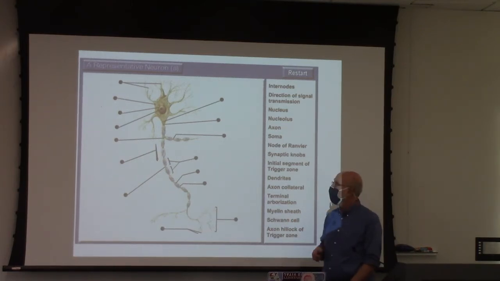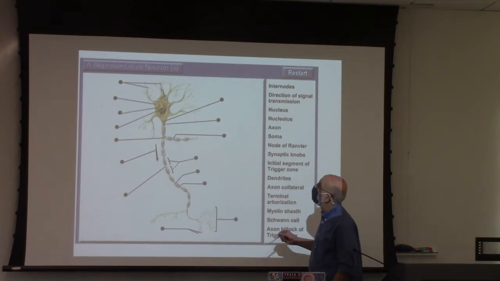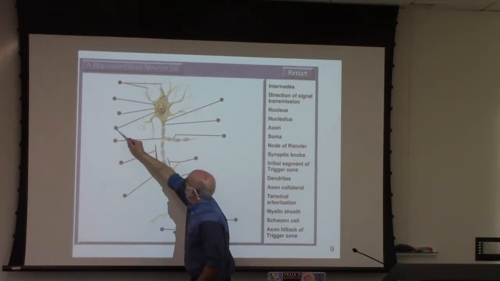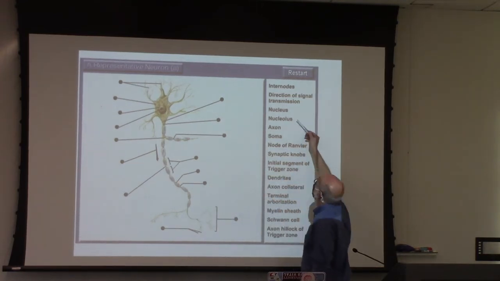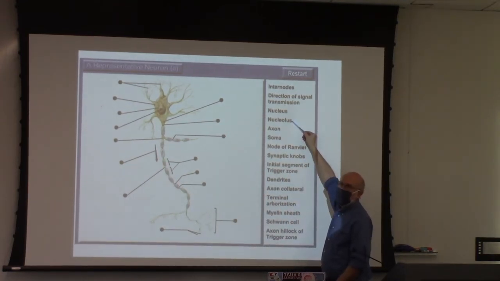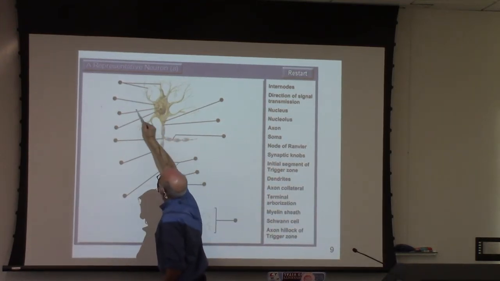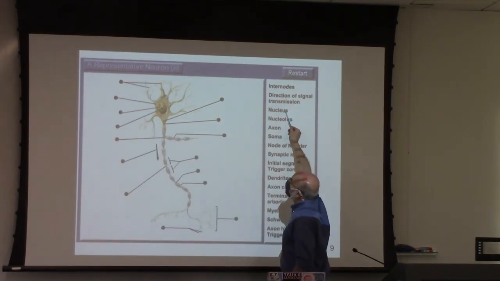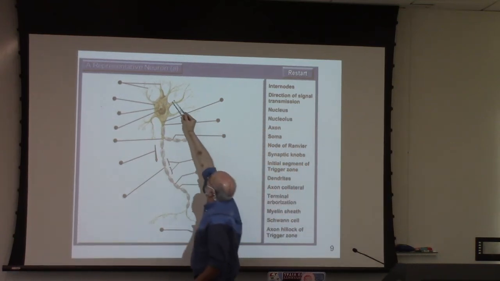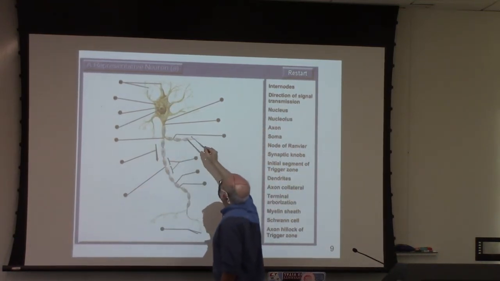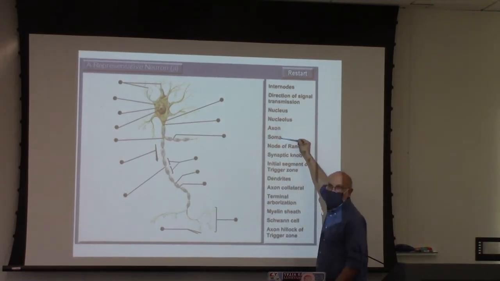So for example, what's this dot right here? That's the nucleolus. We don't even talk about that in cell phase, so forget about it. This thing here, there's the nucleus. That's pretty easy. Dendrites. That must be the soma. Soma is another name for cell body.